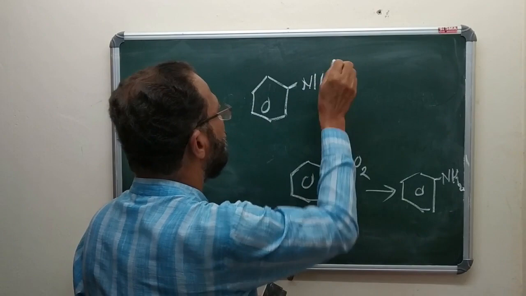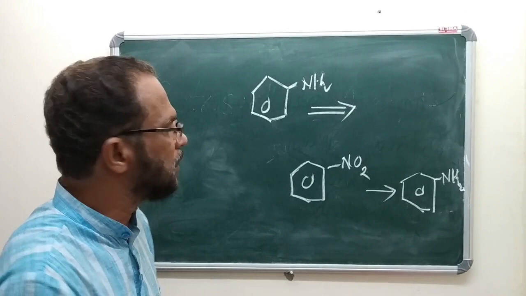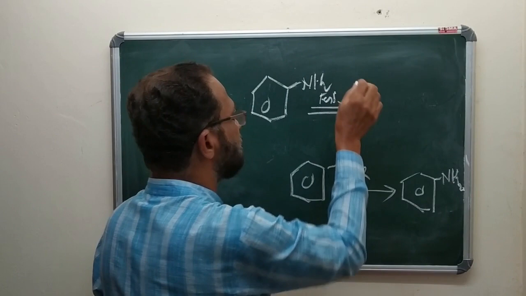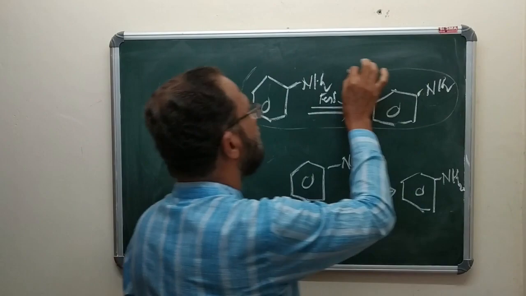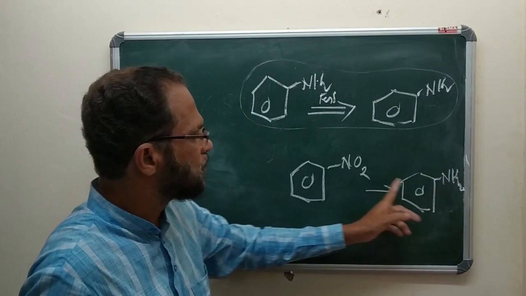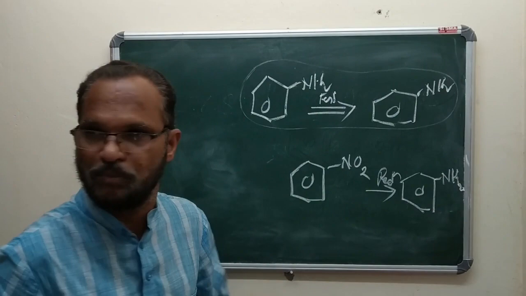Then the retrosynthetic step, that is FGI, functional group interconversion, is written from the amino group. This is the retrosynthetic way of writing a real conversion, nitrobenzene to aniline, a reduction process. So here it is called a functional group interconversion.